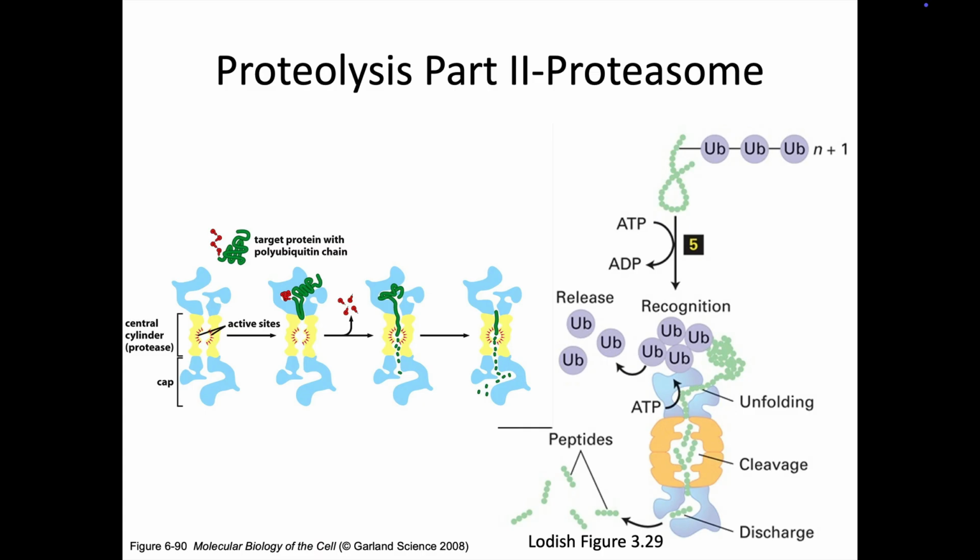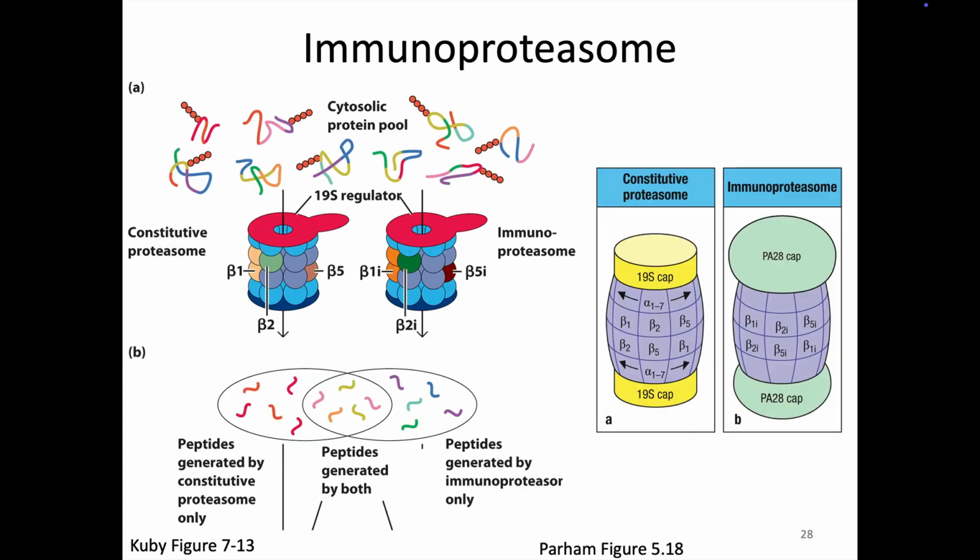And so you can see here's my ubiquitins on my protein. The cap's going to recognize, and we're going to start shoving the protein into this barrel, and we're going to get peptides out with our proteasome. So that's the basic proteasome, which is really key for proteolysis in MHC class 1. All your cells 24/7 are doing this.